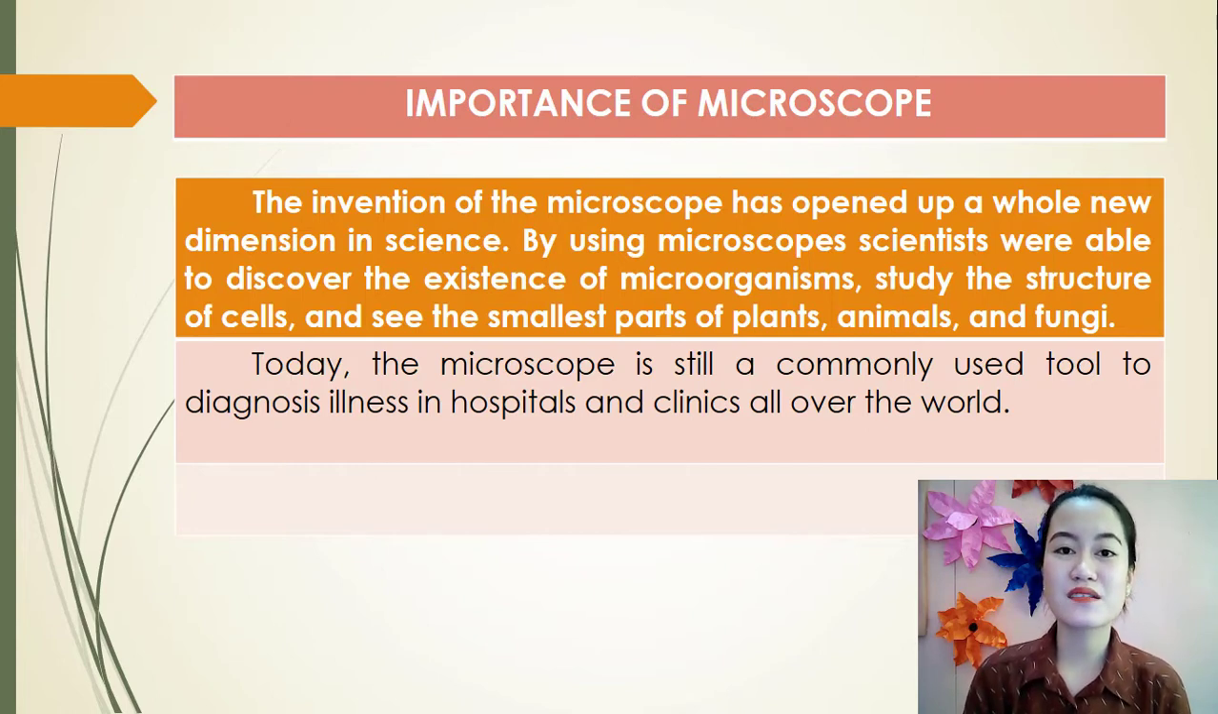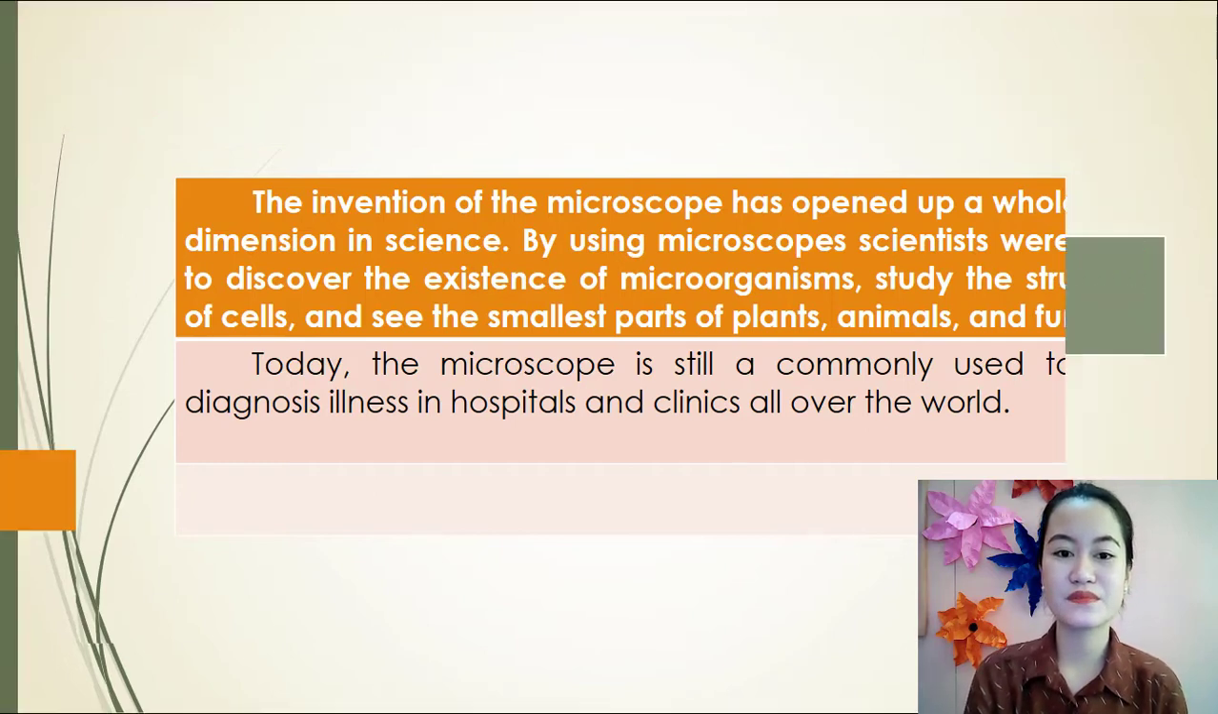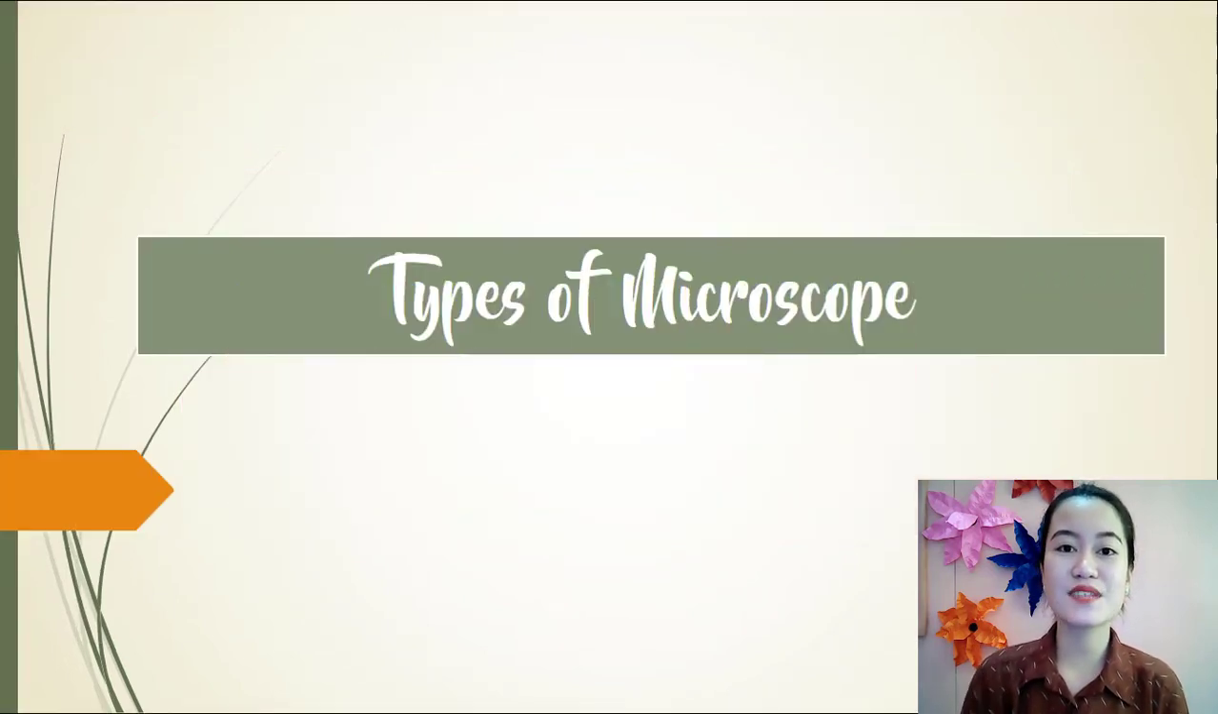So, without the microscope, class, we can't see the objects ourselves, okay? Anong hitsura ng ating mga buhok under the microscope, yung mga kuto, yan. So, without the help of the microscope, we can't see the small objects. Okay, class? So, next, let us proceed to the types of microscope.